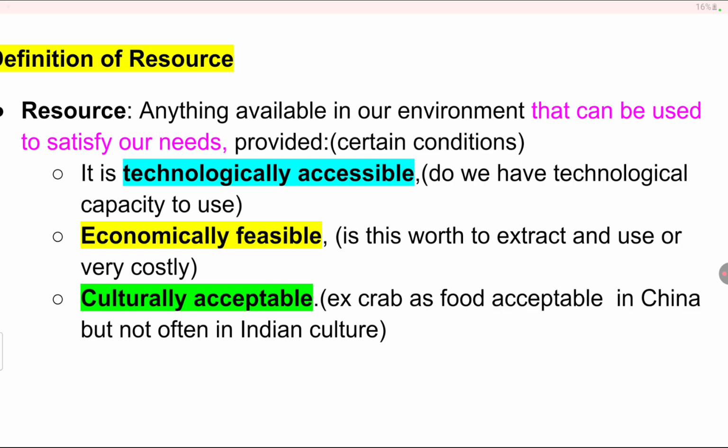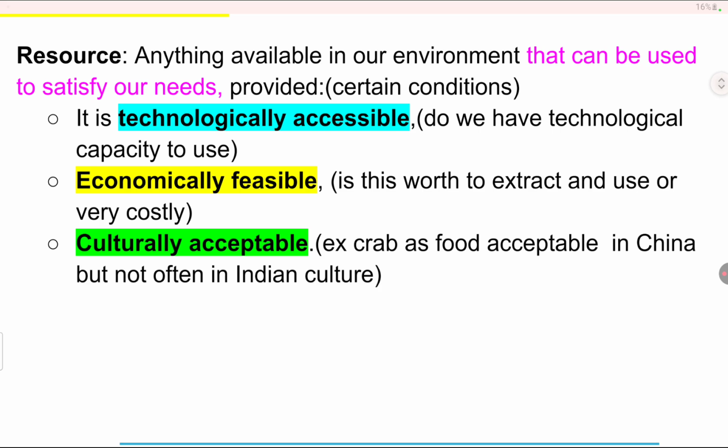In technology, there should be a technology that exists which can extract the material for a fruitful use. In economic feasibility, the extraction cost should not be very high. It should be economical so the masses can use it. In cultural acceptability, we can take the example of crab, as it is an acceptable food in China. It is not accepted, or you can say very less accepted, in Indian culture.